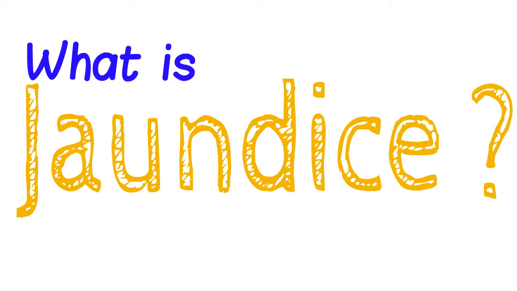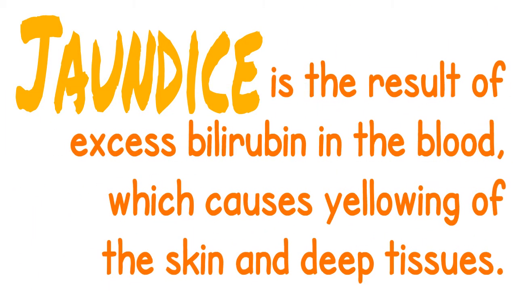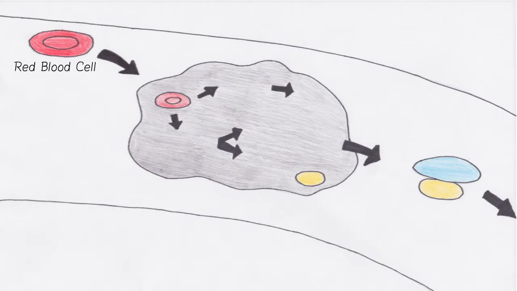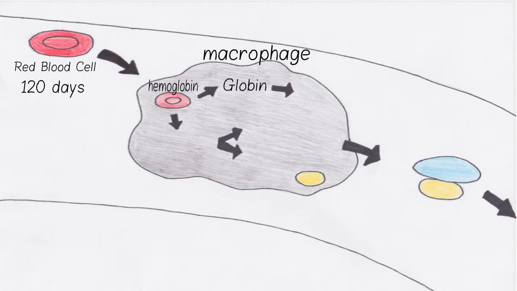What is jaundice? Jaundice is the result of excess bilirubin in the blood, which causes yellowing of the skin and deep tissues. When adult red blood cells near the end of their lifespan of about 120 days, they are phagocytized by macrophages. The hemoglobin is then broken up into globin and heme. The globin is further broken up into amino acids, while the heme is broken up into iron and protoporphyrin.